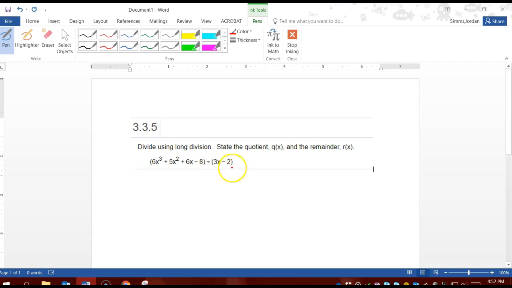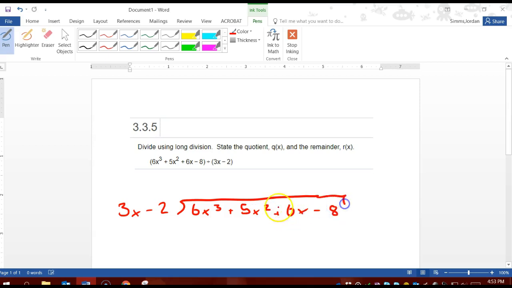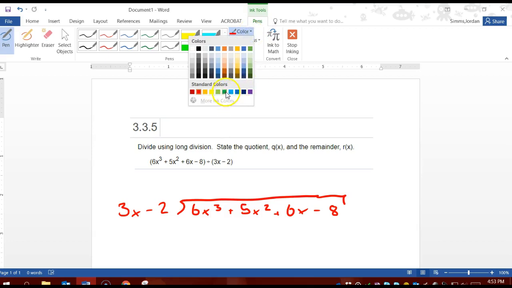We're going to divide using long division here, and we'll state the quotient and the remainder. So let's do that up. Here's the divisor, 3x minus 2. We're going to do our divide sign and we'll put our dividend, the number that gets divided, underneath. This is all in standard form, right? Those descending powers of x, so that's nice to see. We don't have to do any messing around with that. And we'll go to work.